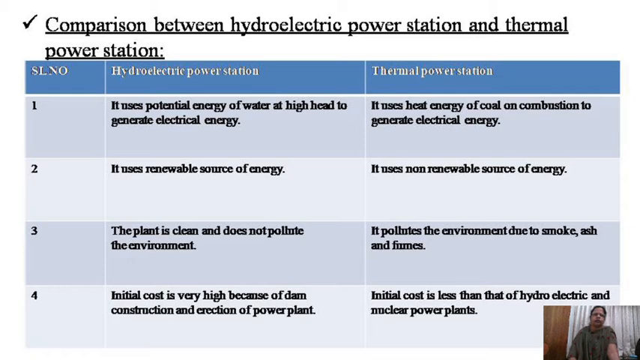Second one, the hydroelectric power plant uses a renewable source of energy, that is water. The thermal power plant uses a non-renewable source of energy, that is coal. That is, when it gets burnt, it will be exhausted.